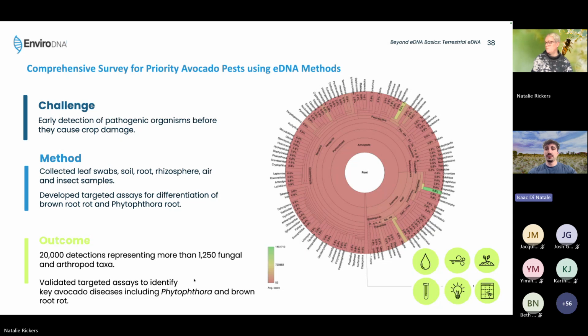So this program generated almost 20,000 detections across 1,250 fungal and arthropod taxa. So that is an absolutely massive data set that we were able to generate here. And at the same time, developing and validating those targeted assays to identify some of those key avocado diseases. So eDNA-based surveillance provides the avocado industry in particular with a rapid and cost-effective tool to detect those emergent threats earlier. And it supports targeted management decisions to help protect future production, with the methods we've developed here also applicable across agriculture in general.